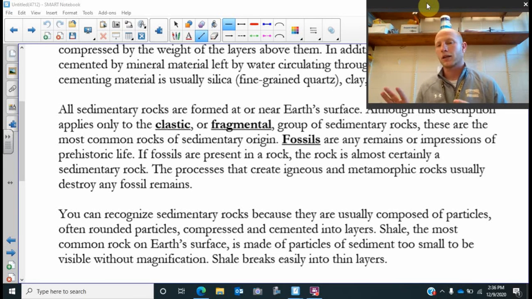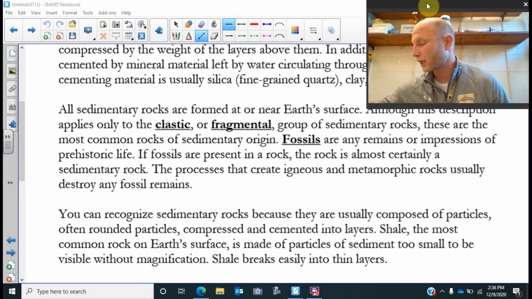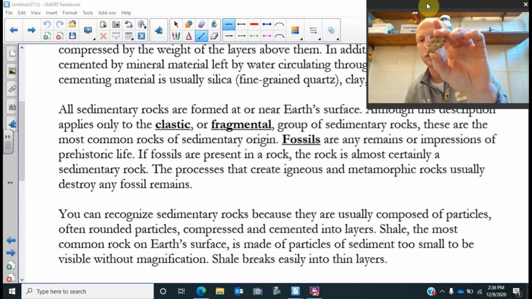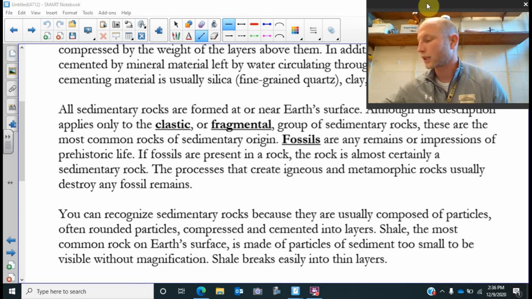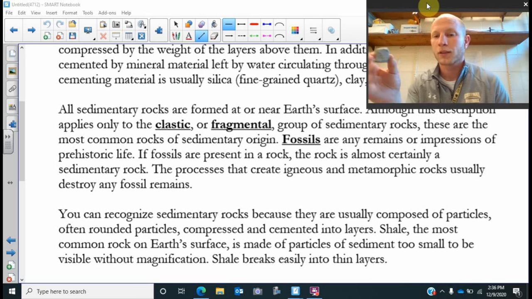And then they're carried off, and then millions of years later, they're compacted, they're cemented together, and then they form these conglomerate rocks that I'm showing you here. Okay, or they could look like other things, like a siltstone. Okay, so let's take a look at this.